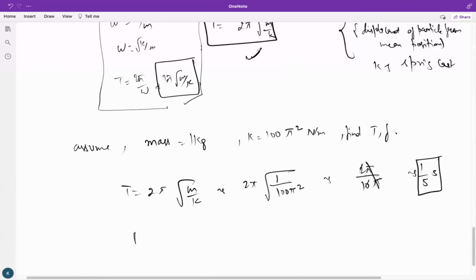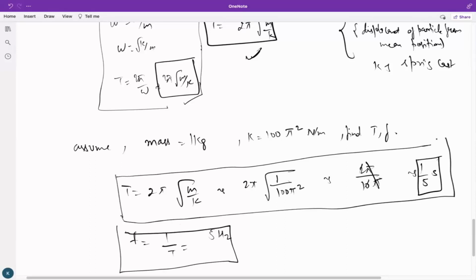And the next thing we have to find is the frequency. We all know that frequency is equal to 1 by time period, so it will be equal to 5 hertz. That means 5 oscillations per second are going on. So this is the thing.